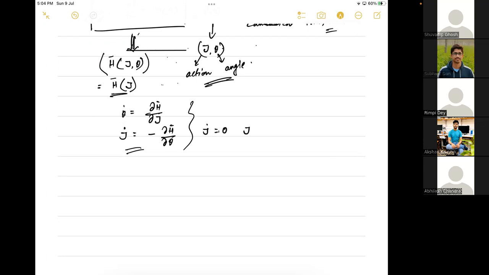So in the new variables, J is a constant of motion. If you take an initial action value, this action value will be constant forever with time. Only theta will vary, the angle will vary.